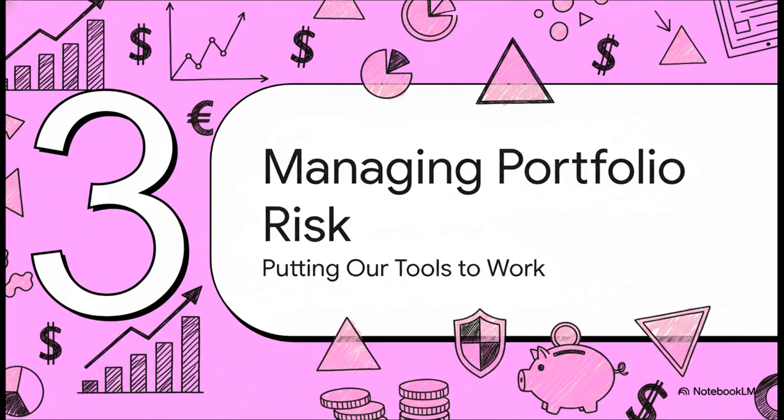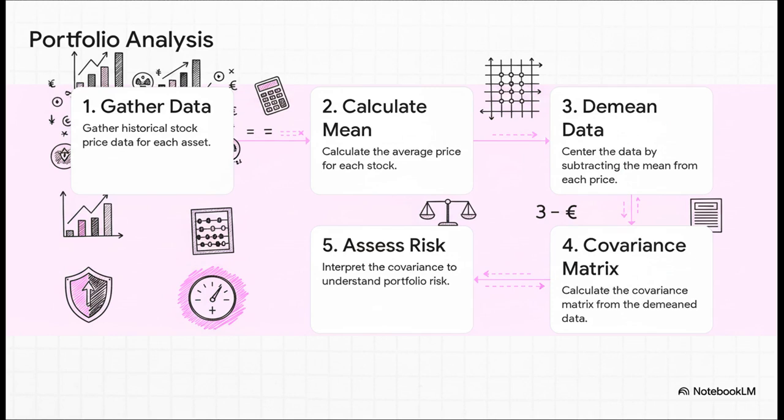Maybe in a place where the stakes are high, like finance. We're going to see how you can use these tools to build a smarter, less risky investment portfolio. So here's a quick look at the process. An analyst would first gather up all the data. Then they'd do a few calculations to get to something called the covariance matrix. And from there, it's all about reading that matrix to figure out the risk.